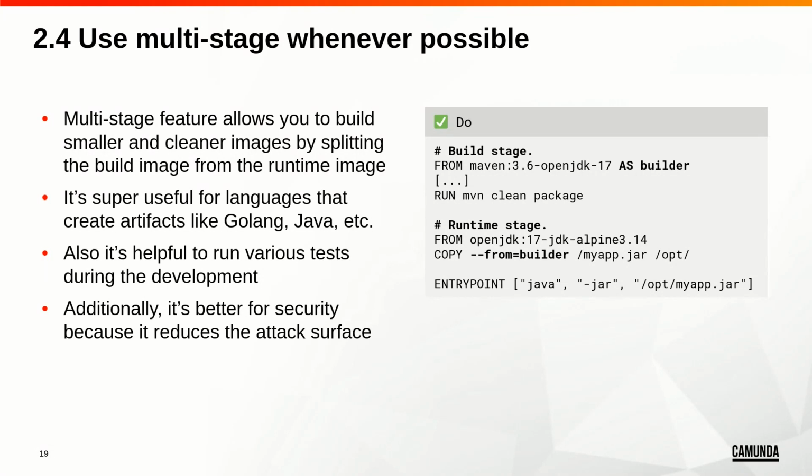And by the way, you can copy binaries from any image, not necessarily from the one you build. For example, you can copy a tool from another image, so you don't really need to use curl or wget to download that tool. So this feature is really helpful to copy files from another image.